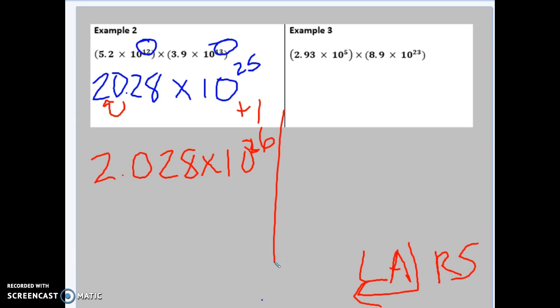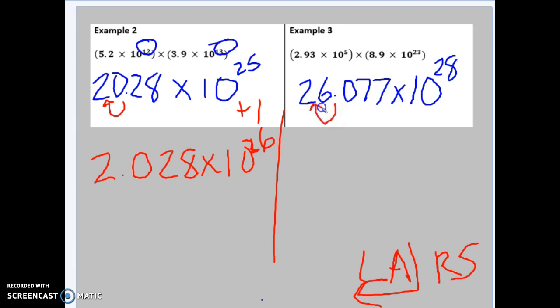Our next example, so we're going to start off by multiplying our two products together. 2.93 times 8.9 results in 26.077. We add our two exponents together, and 23 plus 5 is 28. But this needs to be in scientific notation, so it has to be times 10 to the 28th power. This is not scientific notation.